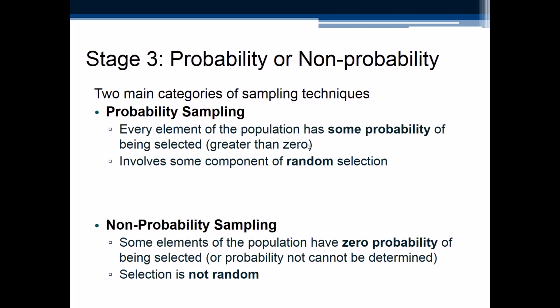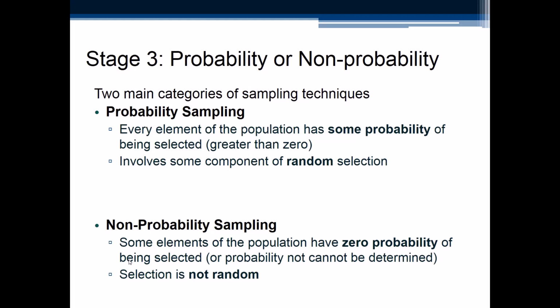So, as a broad description, we say that probability sampling techniques are a group of techniques where every element within our target population or every element within our sampling frame has some probability of being selected, and it involves a component of random selection. Non-probability sampling, in contrast, is where there are some elements of our target population or some elements of our sampling frame who have zero probability of being selected, and there is no component of random selection. So it might sound a little bit vague, so I'll explain that in a little bit more detail.